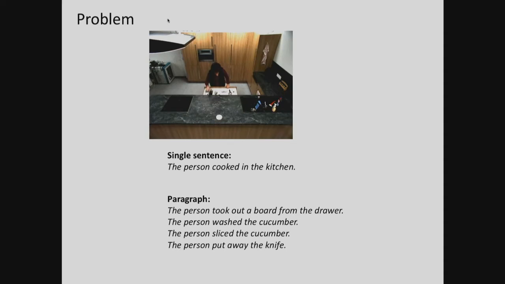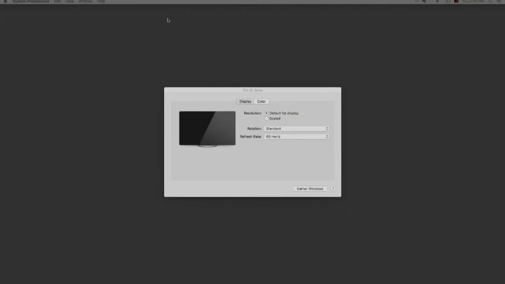In contrast, paragraph captioning means that we can generate multiple sentences to describe the details of the video. For example, for this video, we can generate: the person took out the board from a drawer, and then the person washed the cucumber, and the person sliced the cucumber, and the person put away the knife. This detailed description is much more useful than the single sentence for the user to understand the video.